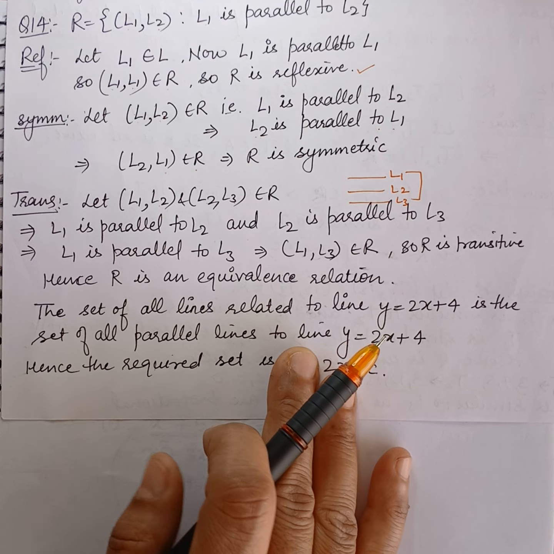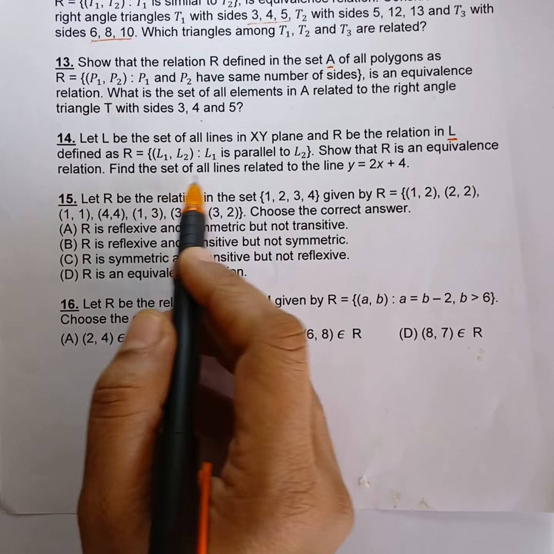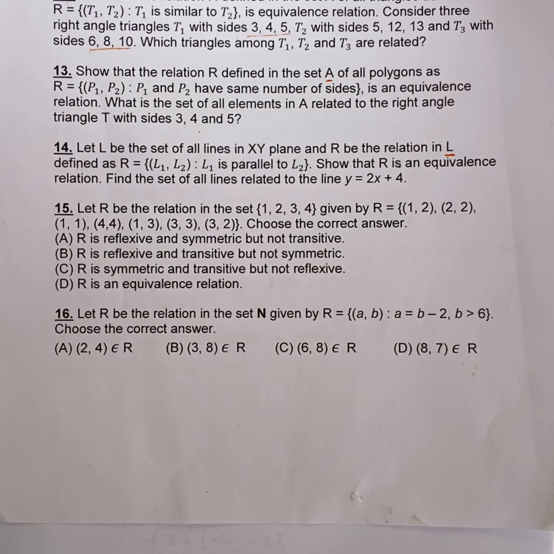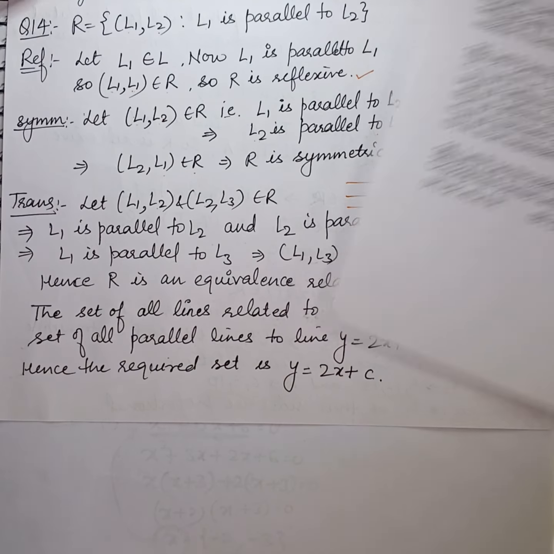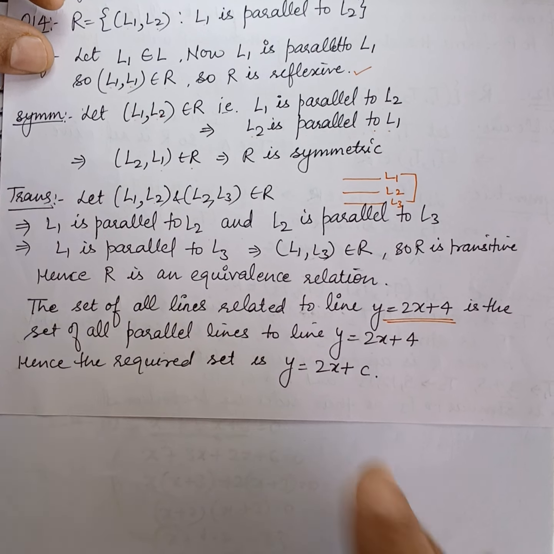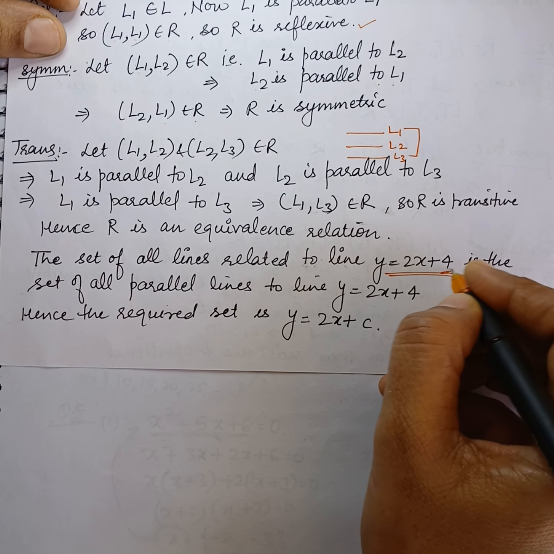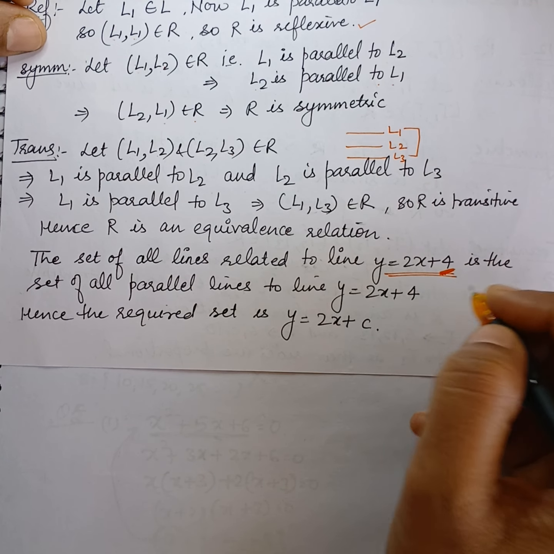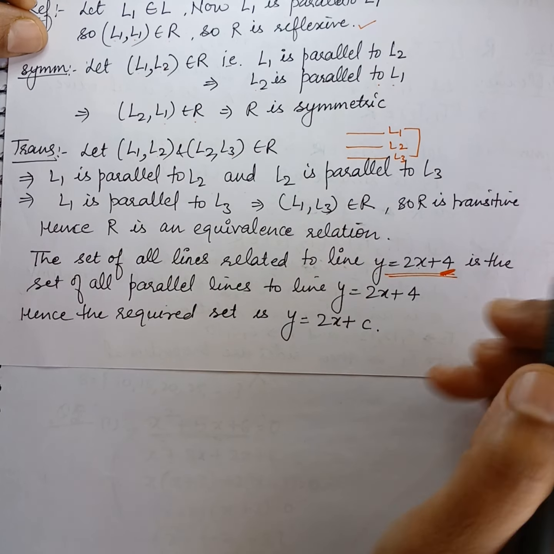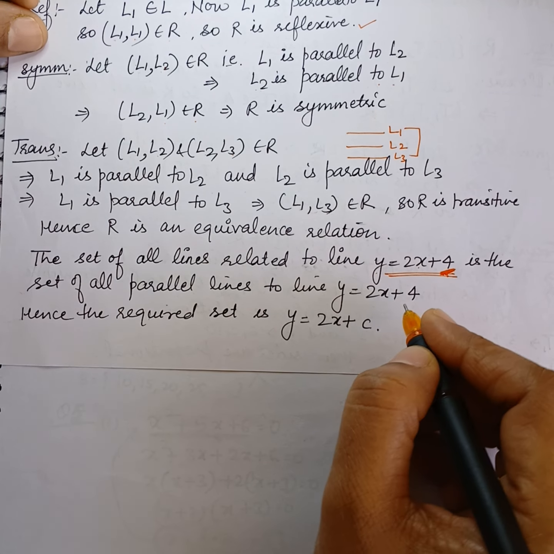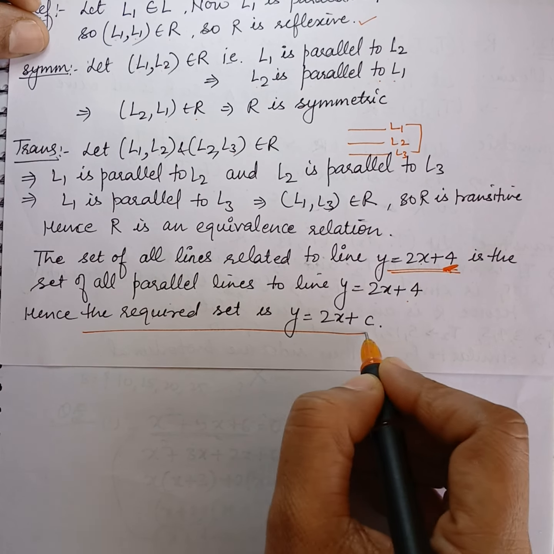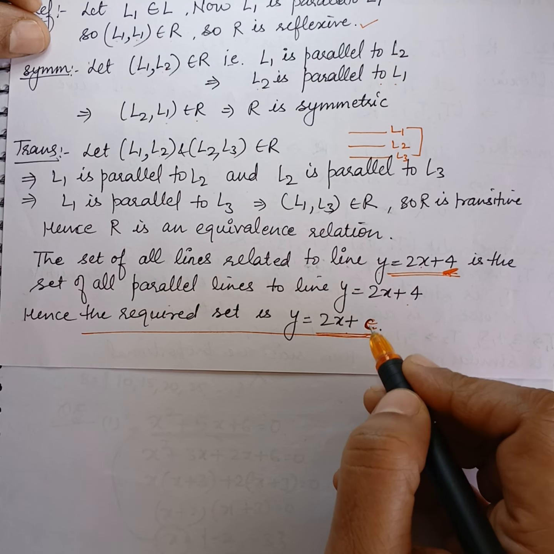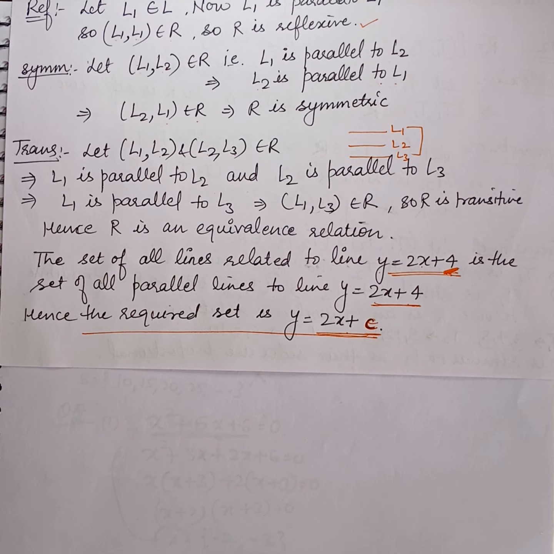Now what they are asking in the end, they are saying find the set of all lines related to the line y = 2x + 4. It means I have to find the set of all the lines parallel to the line y = 2x + 4. And we know that when the lines are parallel, only the constant term differs. If you don't know, now you just learn: if the coefficient of x and coefficient of y are the same, only the constant term differs. So here we will consider the required set as y = 2x + c, where c can be any constant. All those lines will be parallel to y = 2x + 4.